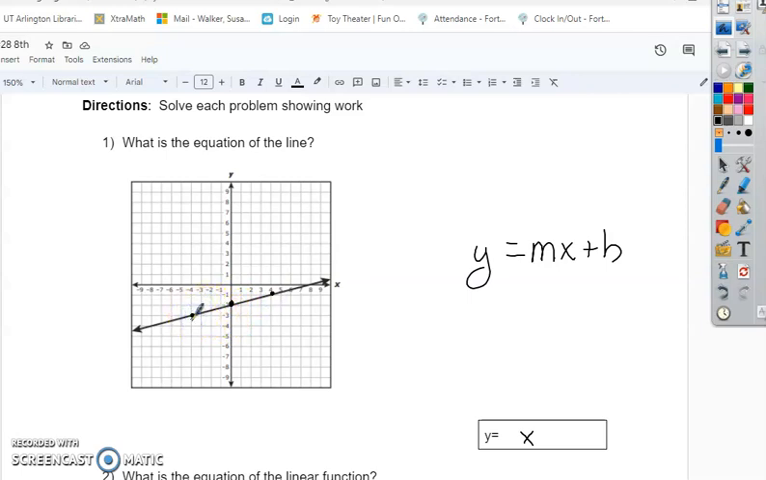Let's write on those lines, okay? So your job is to find the rise over run. You should already know the b, okay? Notice it's down, it's negative, okay?